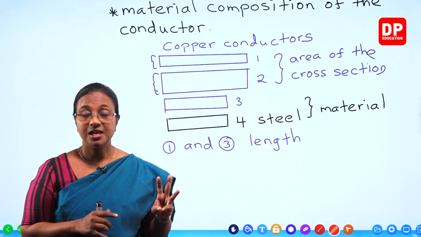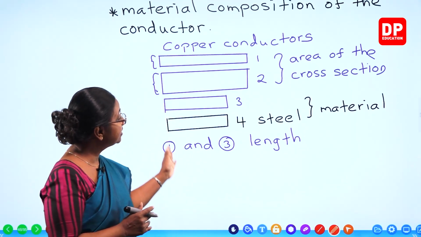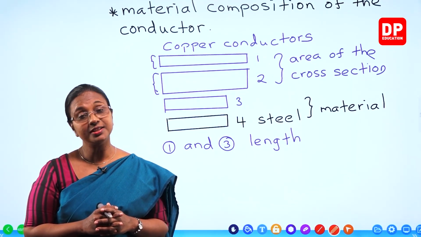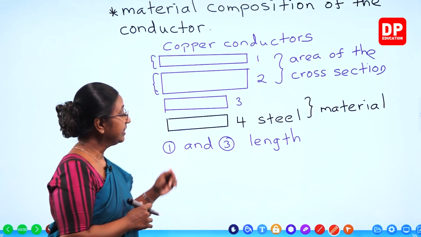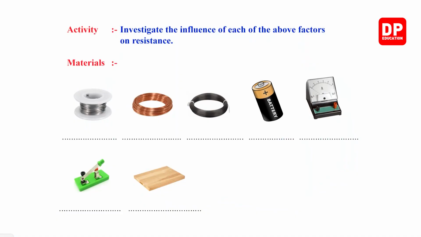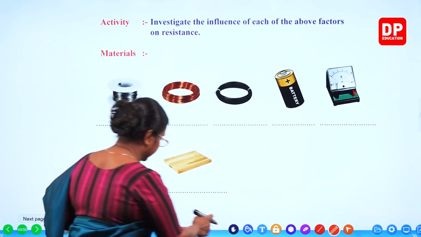Three factors. Now we will do an activity to understand how these three factors affect the resistance of a conductor. So with that, I'll move on to the activity. Activity: investigate the influence of each of the above factors on resistance. To do that, we need all these materials.